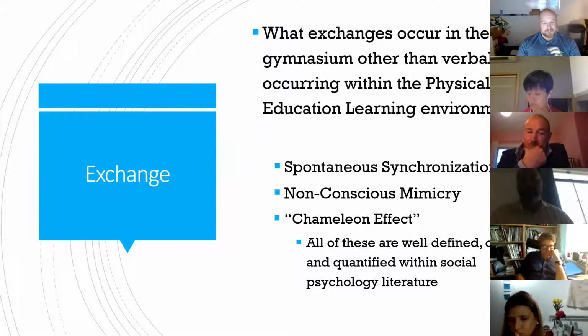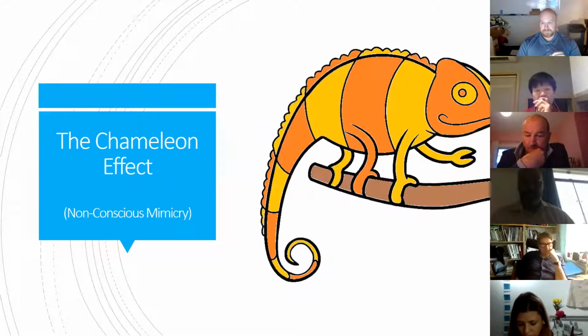So if we have that basis to say there is non-conscious mimicry or a chameleon effect happening between the students, well, maybe a discussion is occurring here, and maybe there is a cumulative product being developed between two students that are simply in contact with each other, simply paired together within a classroom environment.